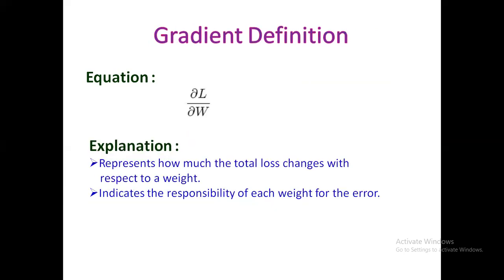Next one is the gradient definition. The gradient represents how much the total loss changes with respect to a particular weight. It indicates the sensitivity of the error to a change in the weight and helps identify how responsible each weight is for the prediction error. And here the equation is given by ∂L/∂W.